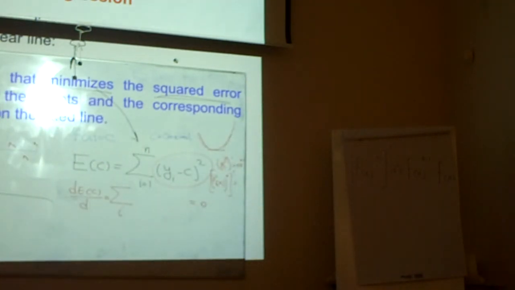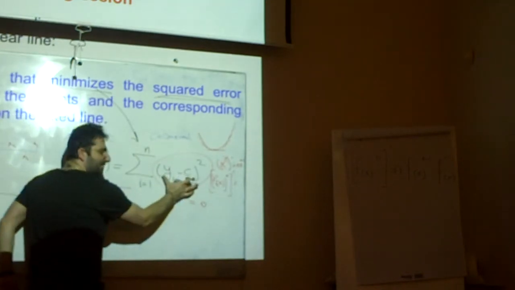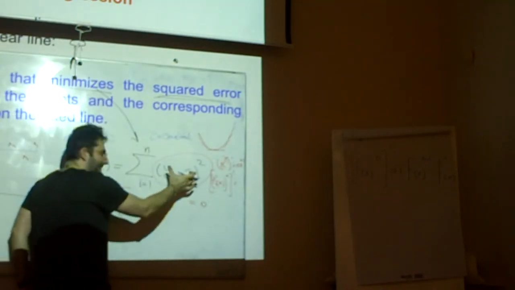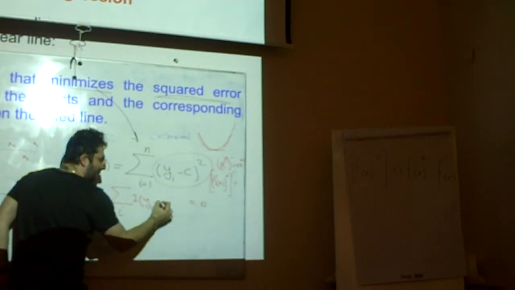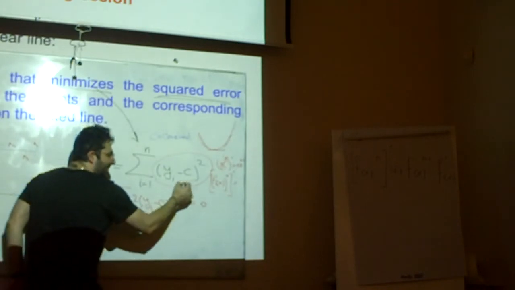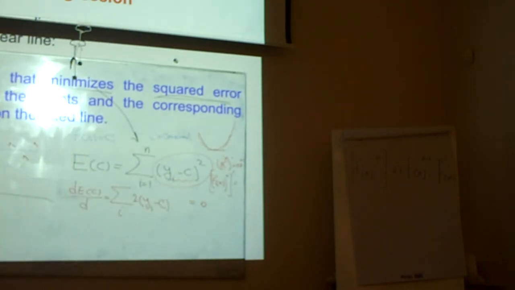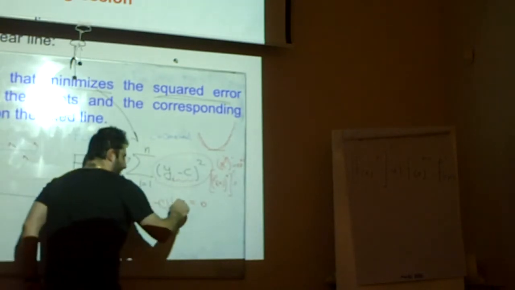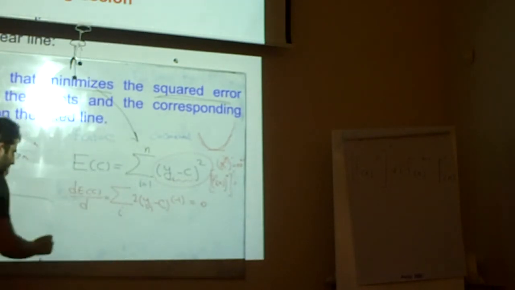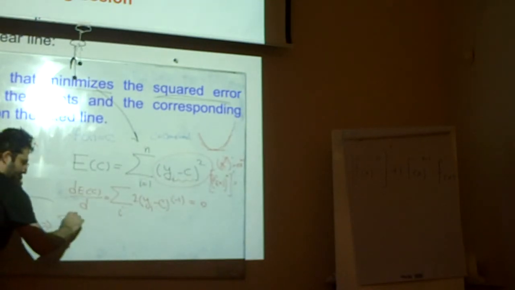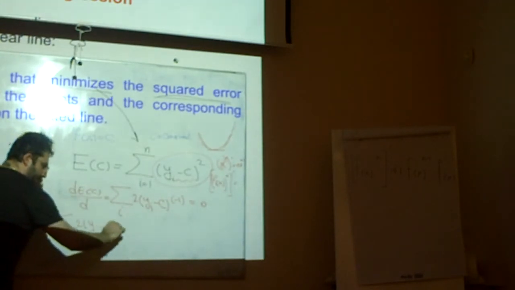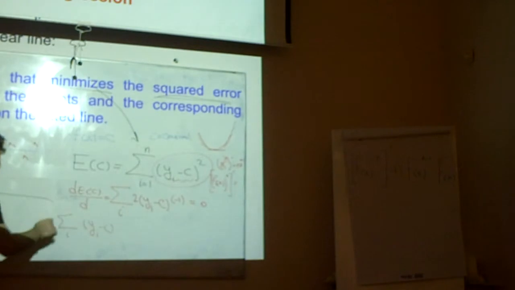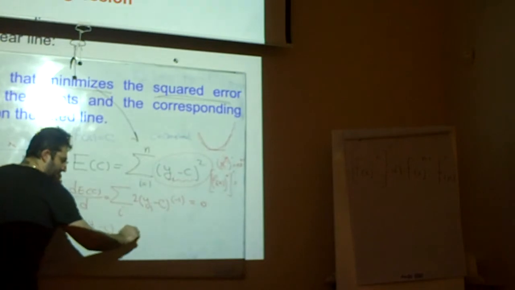So when we do the same thing in here, this is my f(c), and we take the derivative with respect to c. So it will be 2 multiplied by (yi minus c). What is the derivative of this with respect to c? Minus 1. So what we get is, I can put the 2 out of the summation, so it will be minus 2 multiplied by the summation, and this is equal to 0.